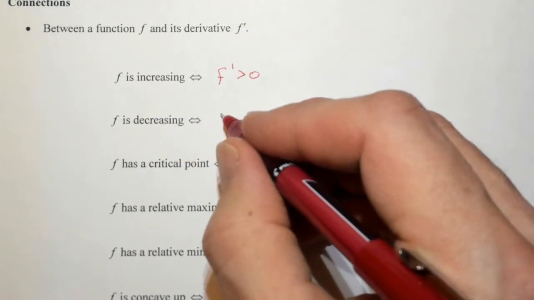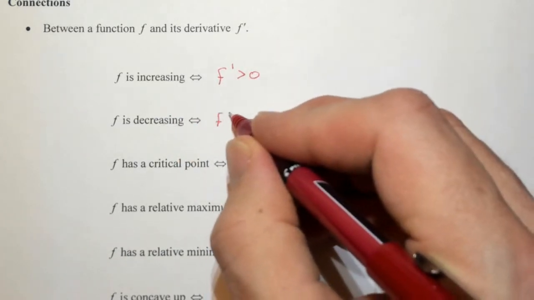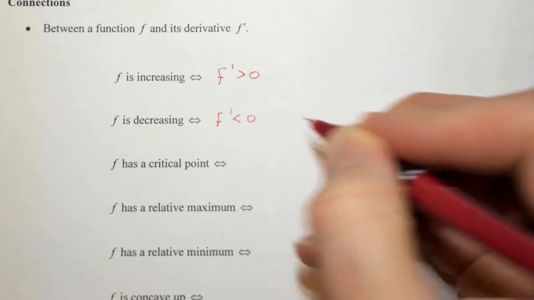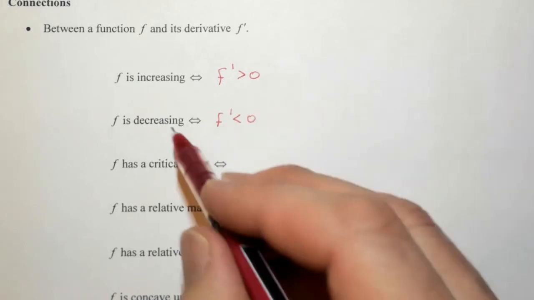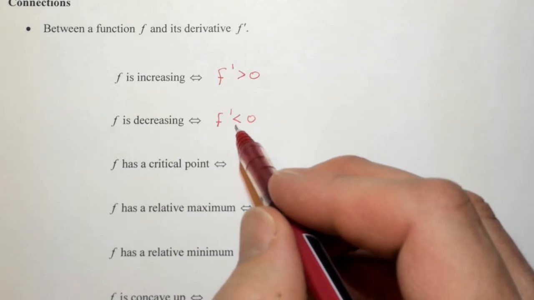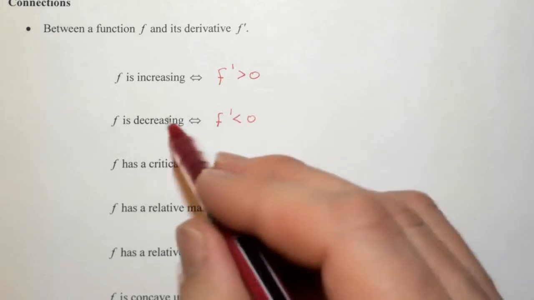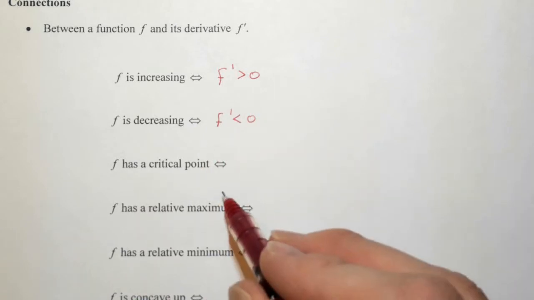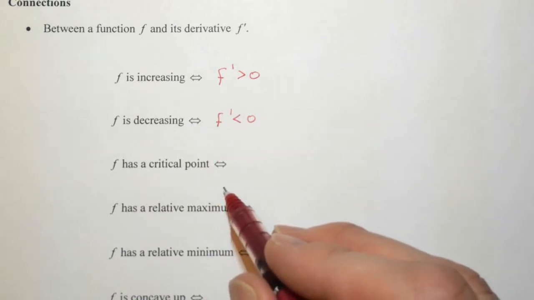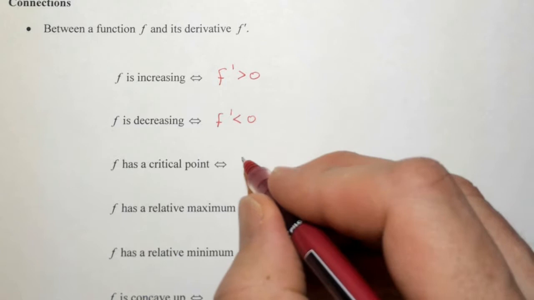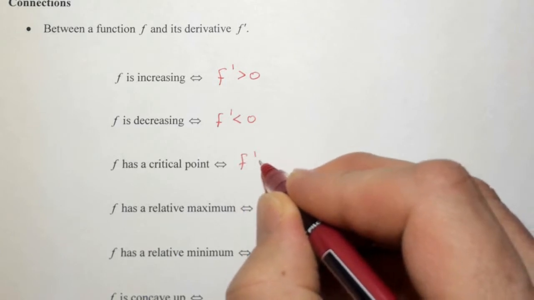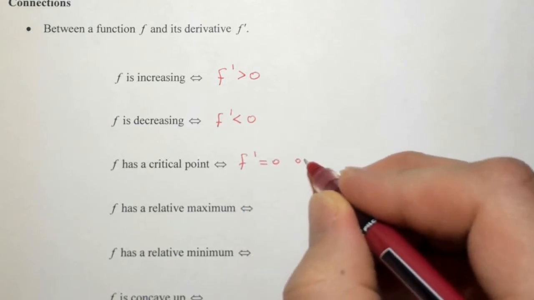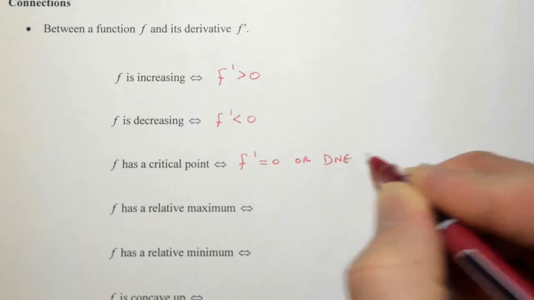And conversely, when a function is decreasing, the derivative is negative. So a decreasing function means a negative derivative, and a negative derivative means a decreasing function. Again, it goes both ways. Critical point, we already talked about in the previous video. A critical point occurs when f prime, the derivative, equals 0 or does not exist.